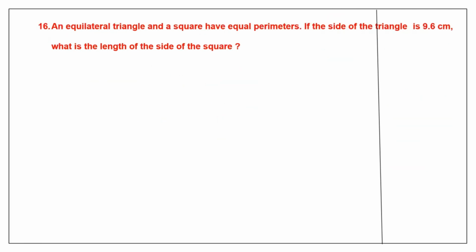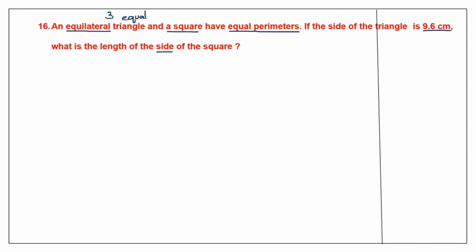Question 16. An equilateral triangle and a square. So what is an equilateral triangle? That means all 3 sides are equal. An equilateral triangle and a square have equal perimeters. Now, if the side of the triangle is 9.6 centimeters, they're asking us to find the length of the side of the square.